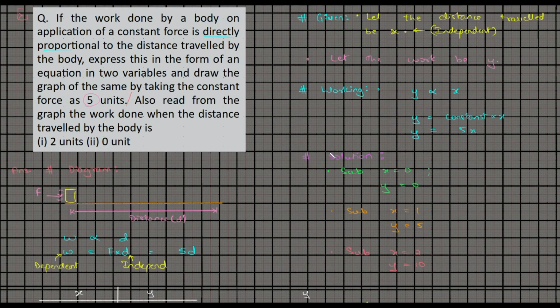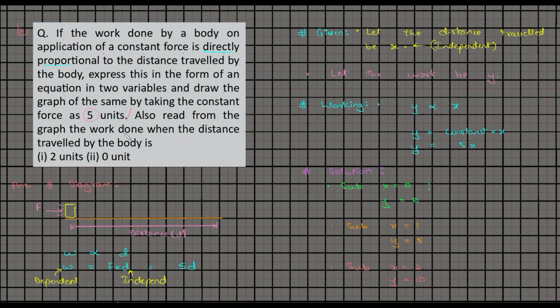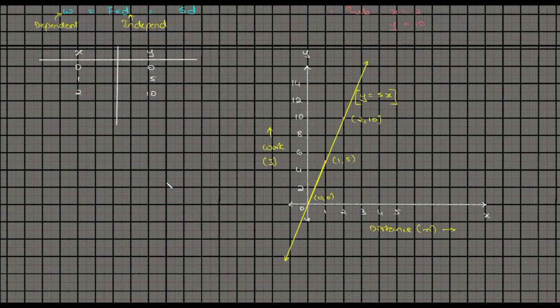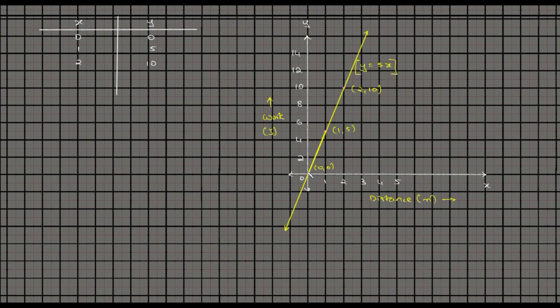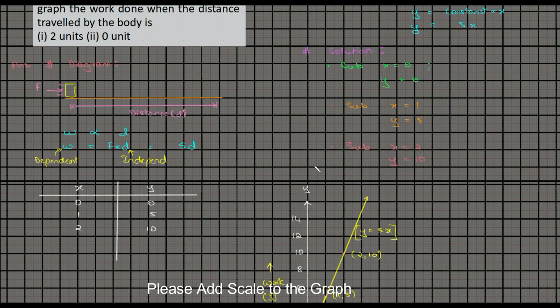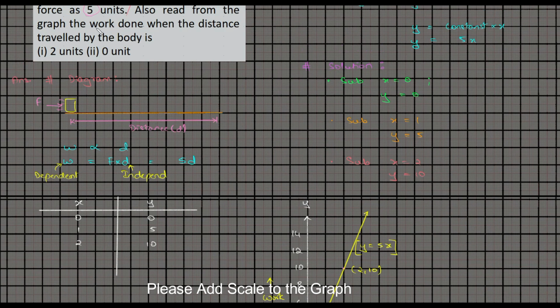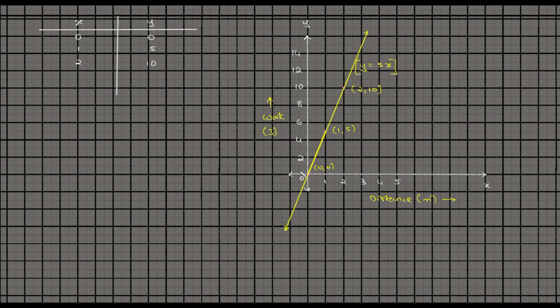Also read from the graph the work done when the distance traveled by the body is 2 units and 0 units. So from the graph, we have to look for the work is 0 unit. So the distance is also 0. When the work is 2 unit, we need to read this. It happens to be 0.5. They're asking that only now. Also read from the graph the work done. Work done when the distance traveled is. If the distance traveled is 2, the work done is 10. So they are asking the other way around.